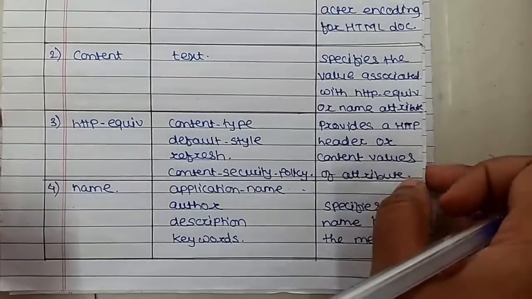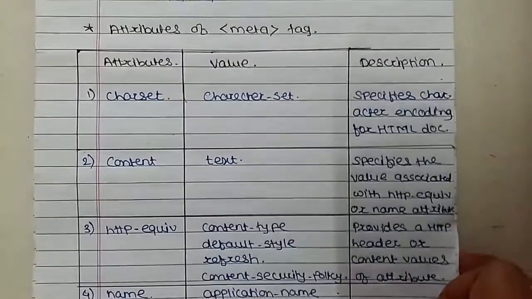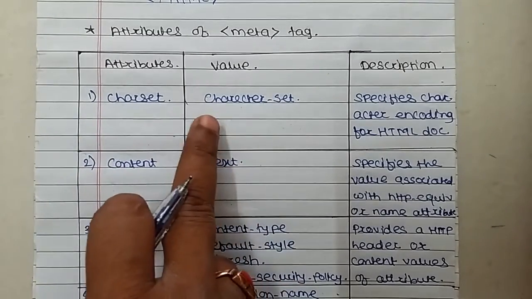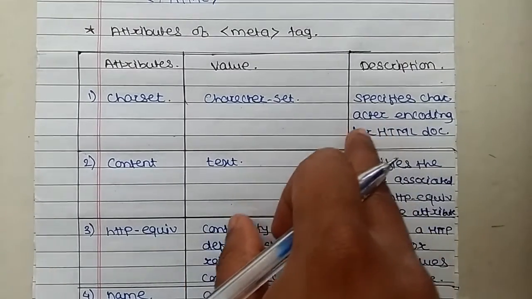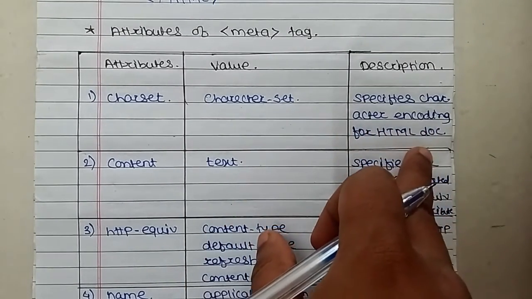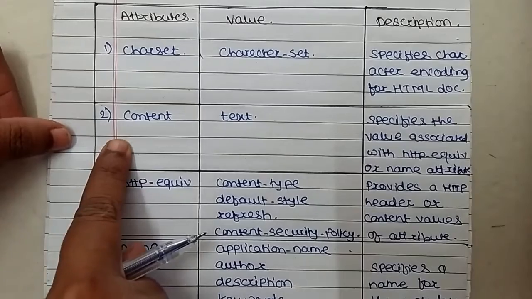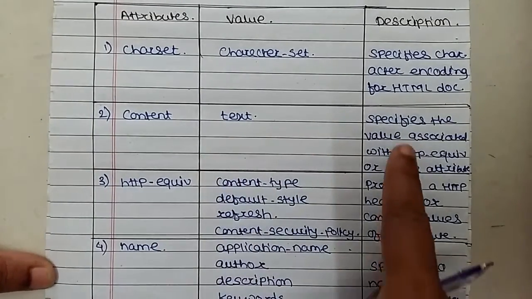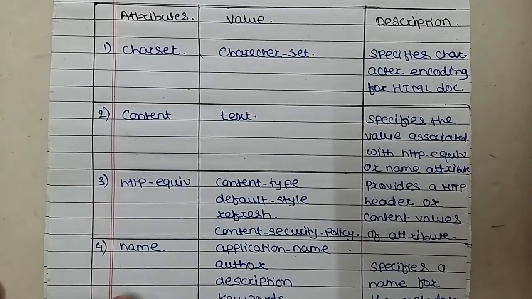Just recall once again, what are the attributes of the meta tag? First is charset. The value of charset is character set. What is the description of this attribute? It specifies the character encoding for HTML documents, the encoding format of the HTML document. The next attribute is content. What is the value of this attribute? That is text. It specifies the values associated with the http-equiv and name attributes.